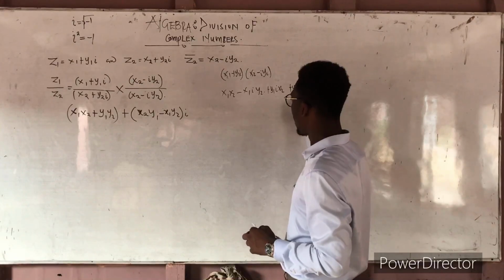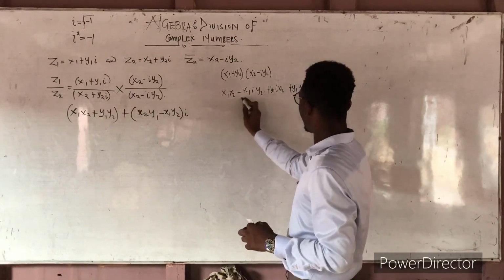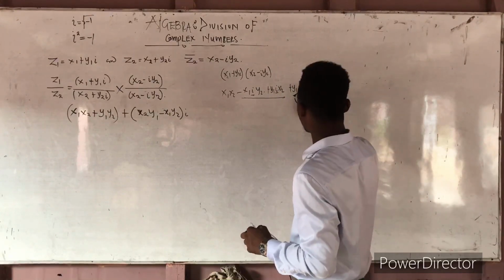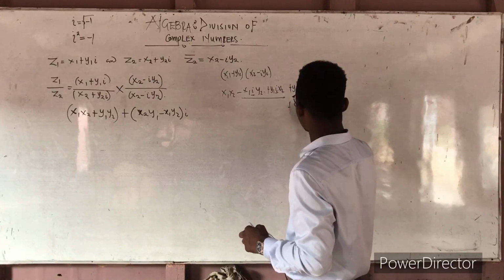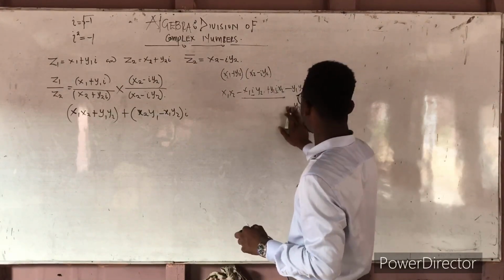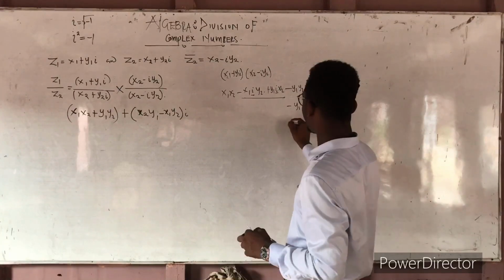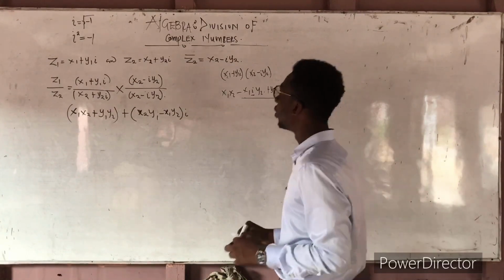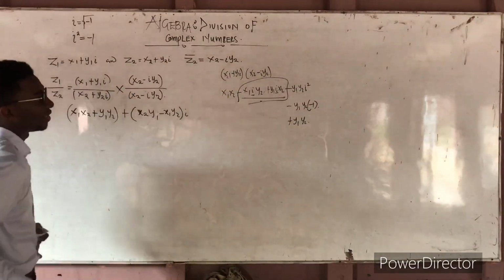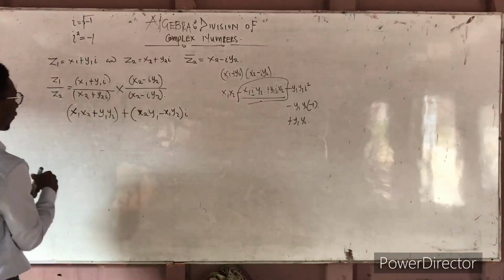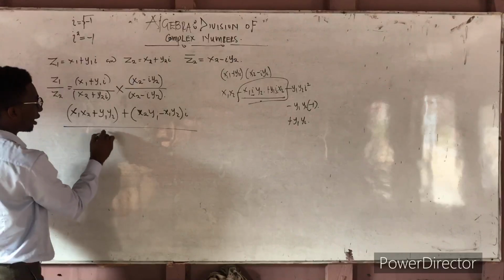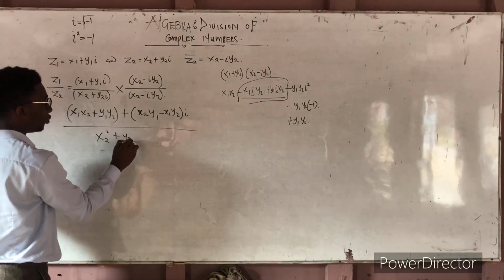Now here, because i is imaginary, i squared becomes minus 1. So here is minus already, so you get minus 1, which becomes positive, plus y1 y2. So that's what you are getting here, and this second part is what we are also getting here. Now from there, when you add this and this, you simply get x2 squared plus y2 squared.